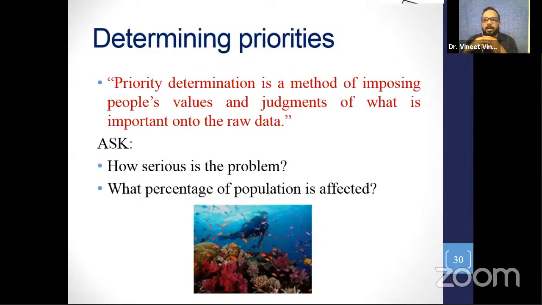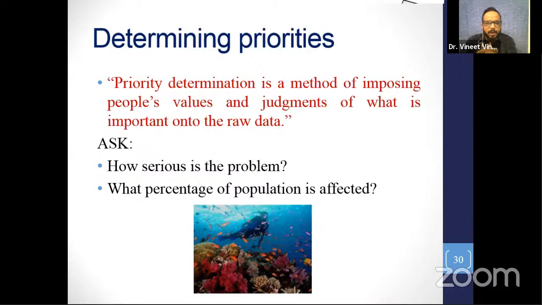So you have to find out, you have to ask, you have to see how serious is the problem. For an example, if you have dental caries and oral cancer together in our community, there are a lot of people suffering with dental caries and a lot of people suffering with oral cancer. You have to determine which is a serious problem. How serious is that? And on the basis of that, you have to design a program.